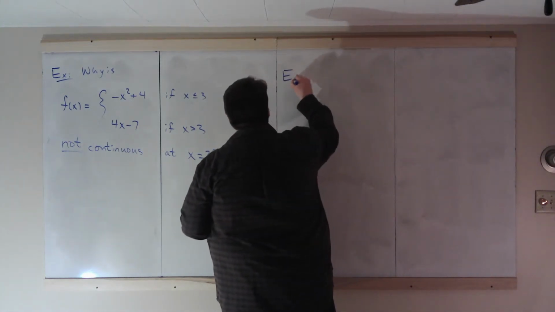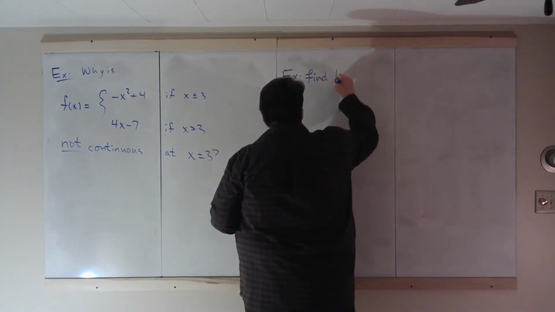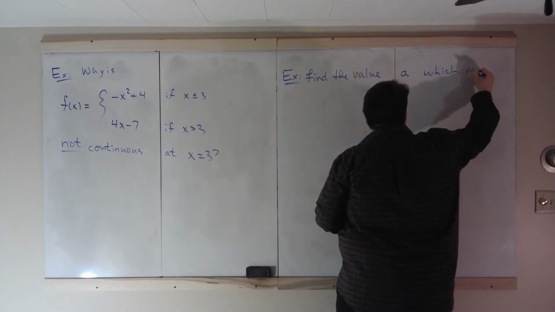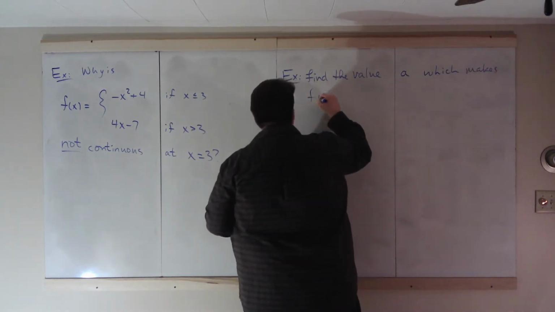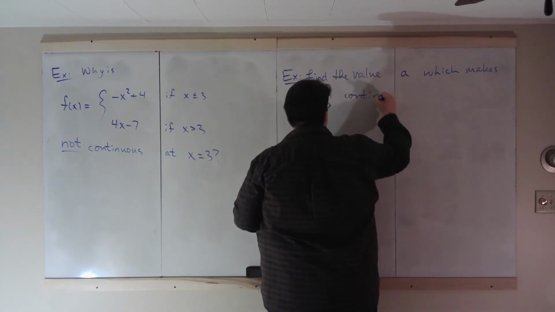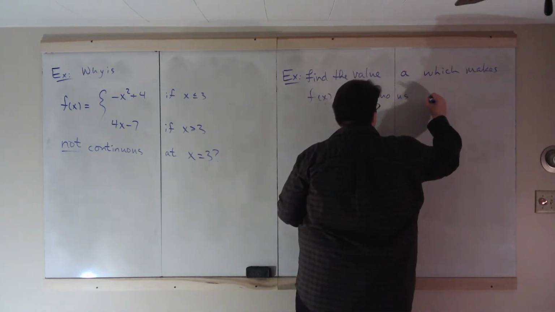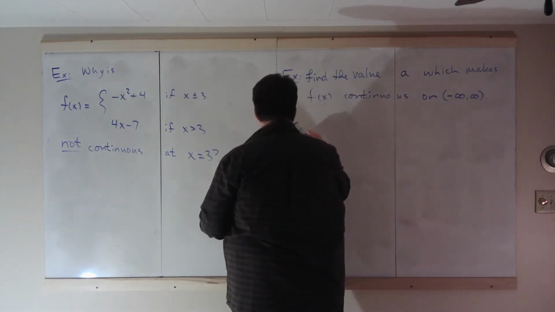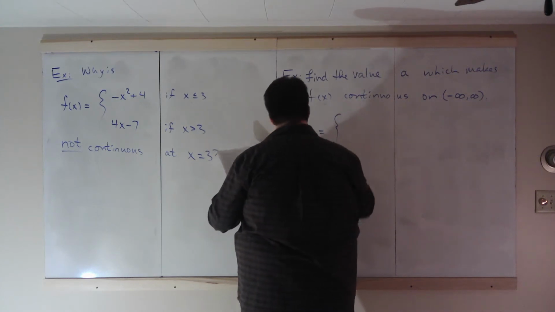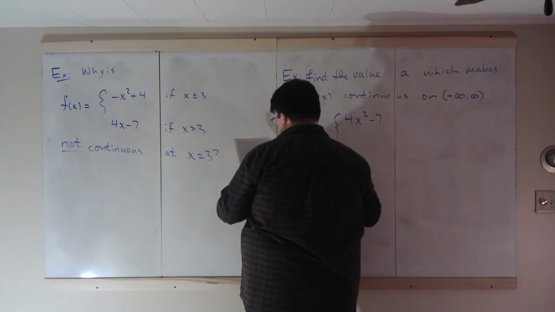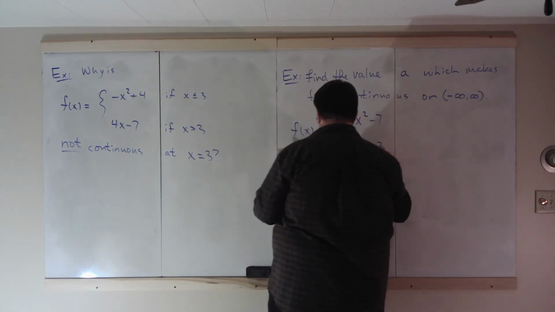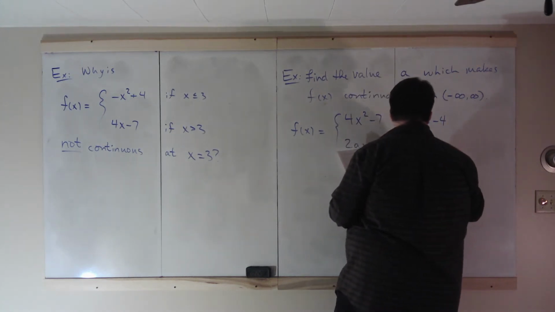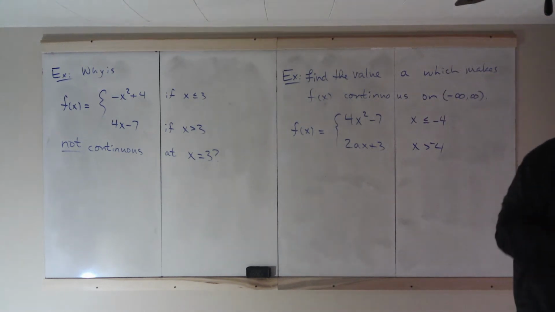Question 2, find the value a which makes f of x continuous on negative infinity to infinity, and let's give a function. f of x equals 2ax plus 3 when x is greater than negative 4, and f of x equals 4x squared minus 7 when x is less than or equal to negative 4. So let's do these two examples.